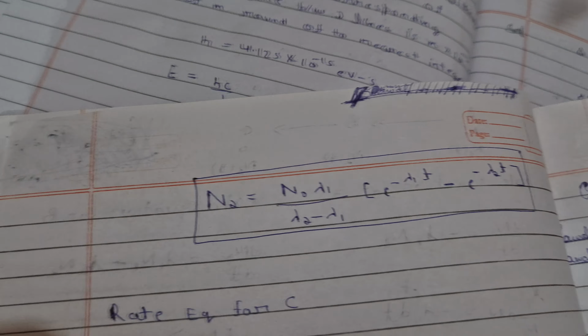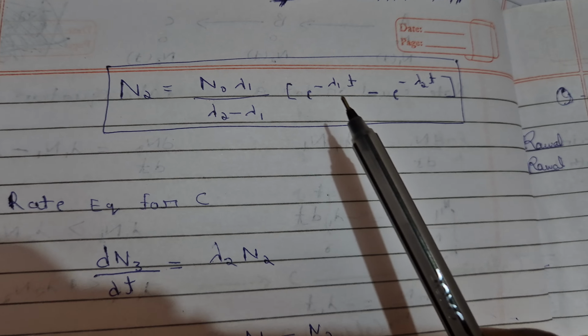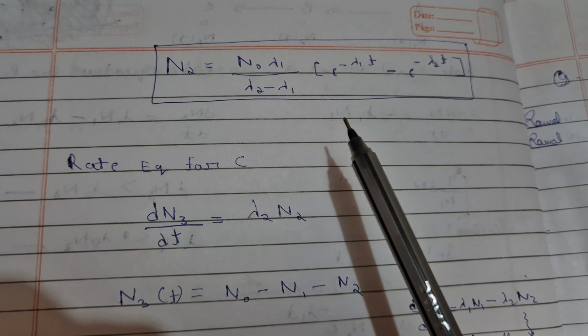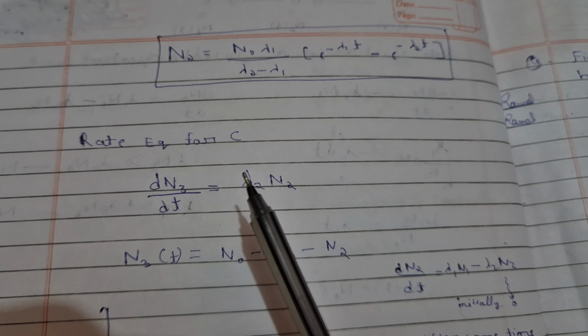for n2(t). So n2 at any particular time will be n naught lambda 1 divided by lambda 2 minus lambda 1, times exponential minus lambda 1 t minus exponential minus lambda 2 t. Now this is your equation for n2, and you already have it for n1. Now what is it for C?